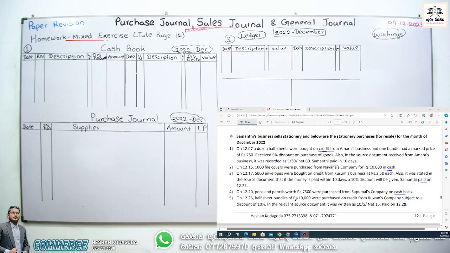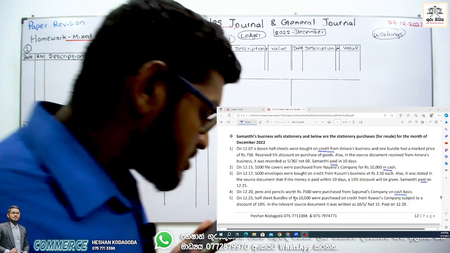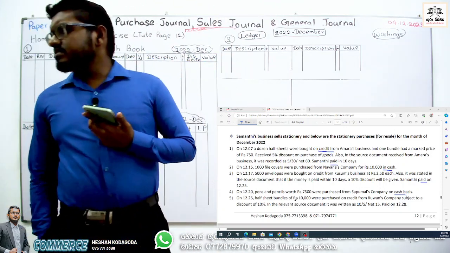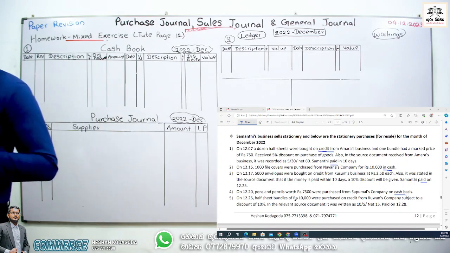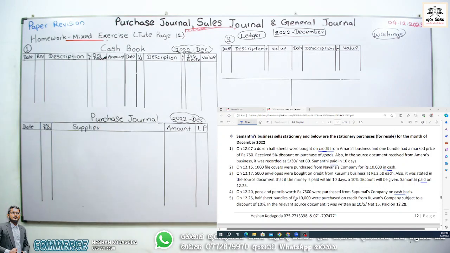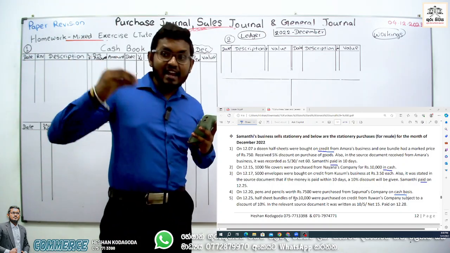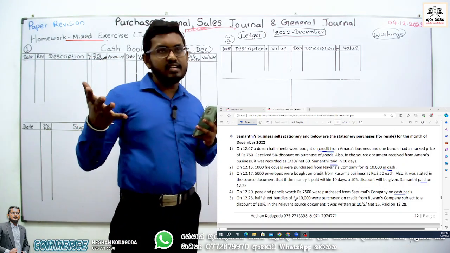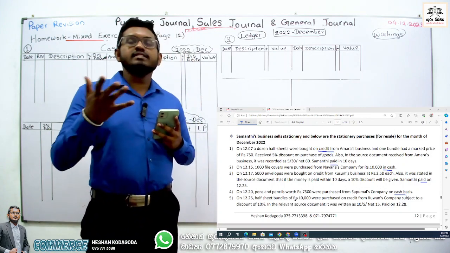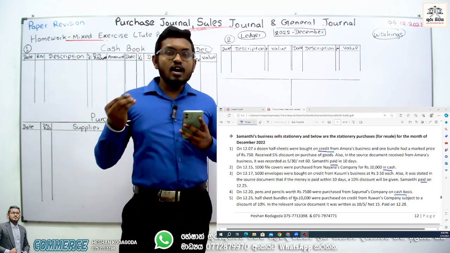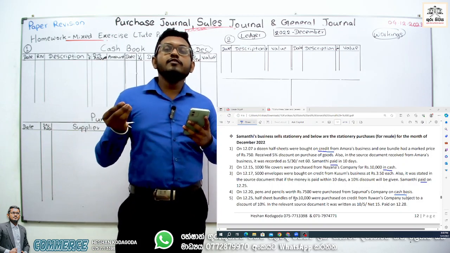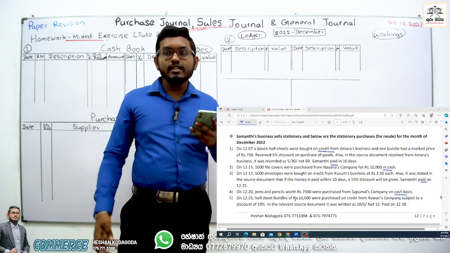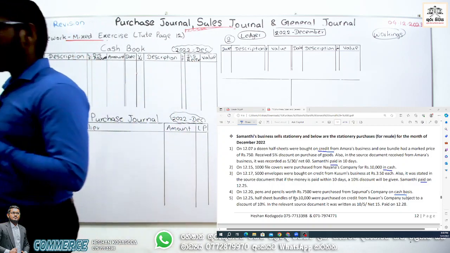First of all, we need to check what this business is. This is a stationery business. Samanti's business sells stationery, and below are the stationery purchases for resale. It doesn't say here that anything other than stationery was purchased, or that non-current assets were purchased. These are only stationery purchases, cash basis and credit basis, and if it is credit basis, we need to pay back our creditors.